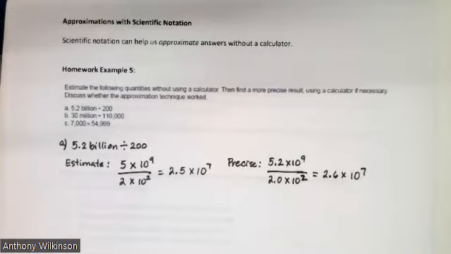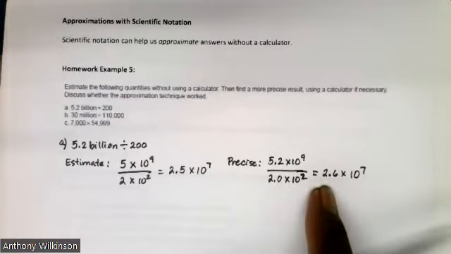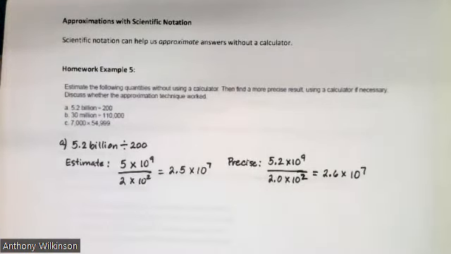All right, and now the next part is discussing whether the approximation technique worked. And in this case, it did work. Usually they're going to have you answer yes or no. Yes, it did. The approximation technique did work because the approximate answer is close to the exact answer. Here's the approximate answer that's close to this precise answer. 2.5 is close to 2.6.